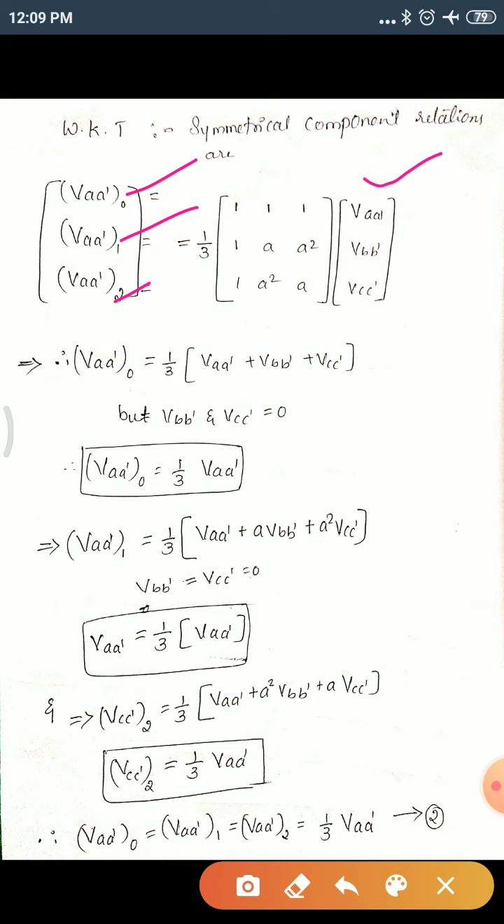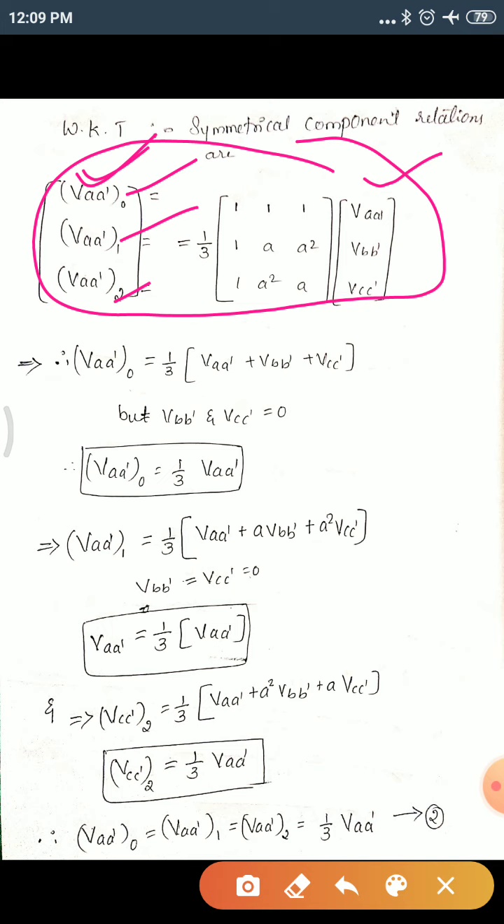this formula we are well known, only the notation, or representation, is different. As per the requirement we have to do it. So that is equal to 1/3 of this matrix: 1 1 1, 1 a square a, 1 a a square, into VAA dash, VBB dash and VCC dash. Let's find the zero sequence, positive sequence and negative sequence voltage.